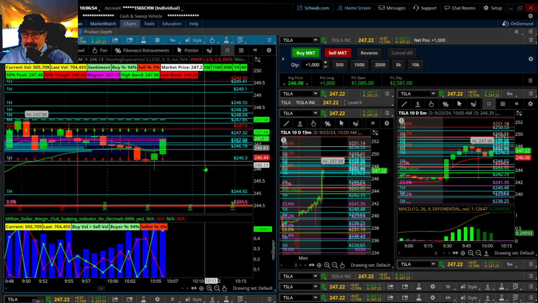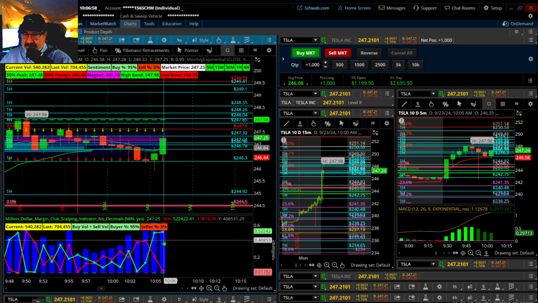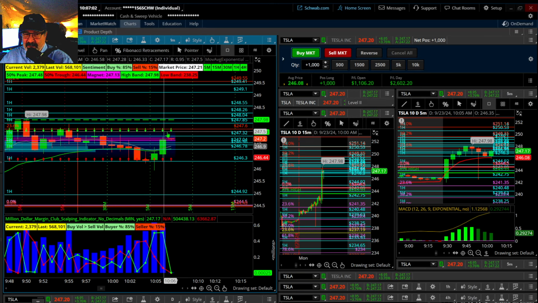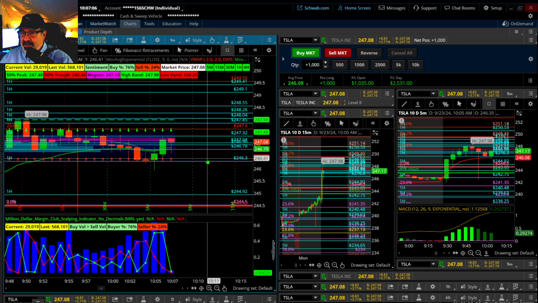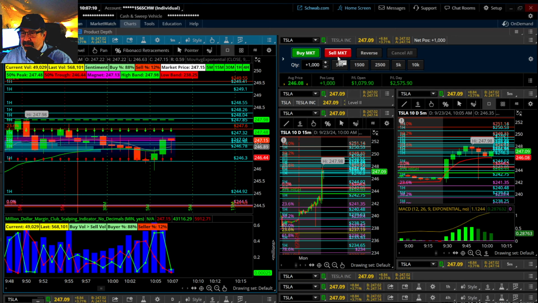So look at how many buyers came in here. Look at this. This is a very strong move. Going to break this magnet, push through maybe up to this retracement level. This is a $1,000 trade right here. My God.